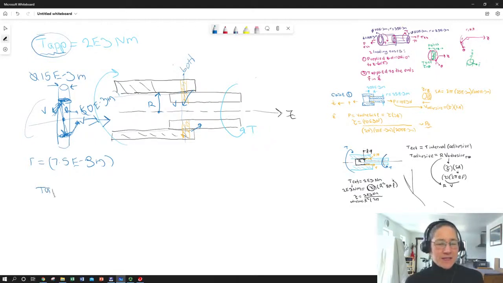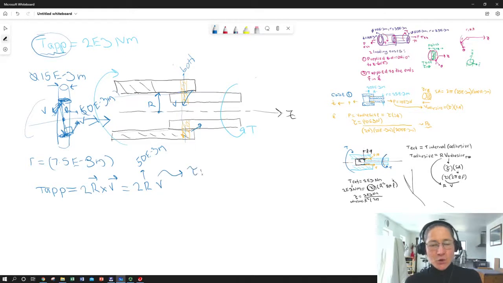So our T applied is going to have to equal 2 times, I'm going to just write out the R cross V. These are perpendicular, so we're going to have 2 times R, which is 50 times 10 to the minus 3 meters, times V, which is going to be tau bolt times the surface area of the bolt cross section. And so that's going to be a lot less. That's going to be pi times, this time we're going to square it, pi times 7.5 times 10 to the minus 3 meters squared.